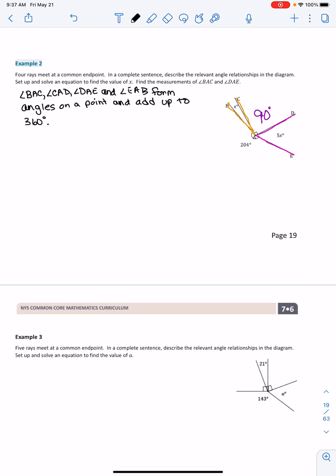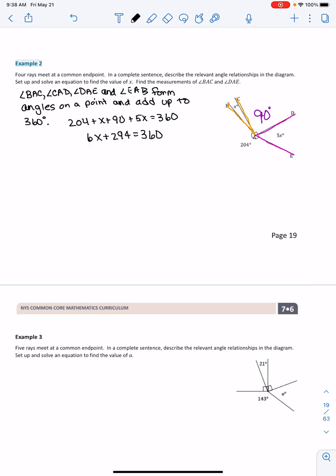So now when I add these together, I have 204 plus x plus 90 plus 5x equals 360 degrees. Well, first thing I want to do is combine my like terms. So I have 5x plus x is 6x, plus 204 plus 90 is 294, and all of that equals 360 degrees.